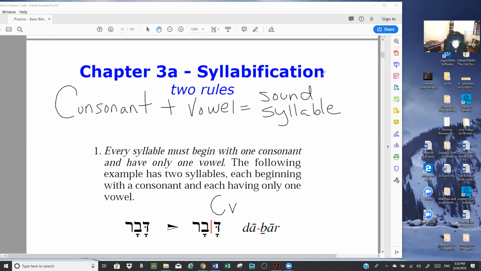Now to the left side of the red line in the word davar, the bet would be a consonant. The kamets under the bet would be a vowel. And the resh is a consonant, right?